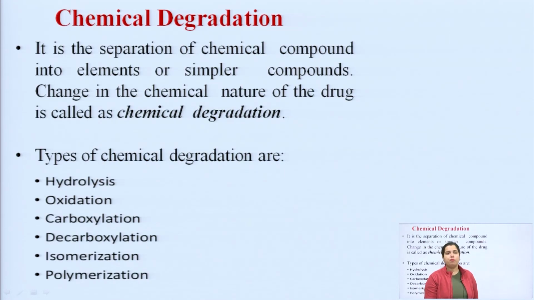Once again, we will go over the highlights of what we have covered in this presentation. We focused on chemical and microbiological degradation. Chemical degradation changes a drug chemically between the manufacturing process and storage. Types of chemical degradation include hydrolysis, oxidation, carboxylation, decarboxylation, isomerization, and polymerization. These are the different chemical degradations.